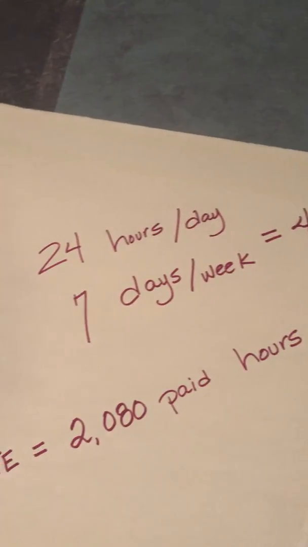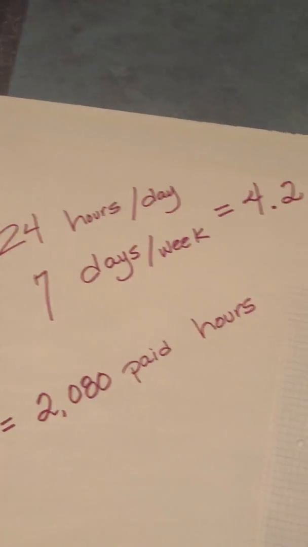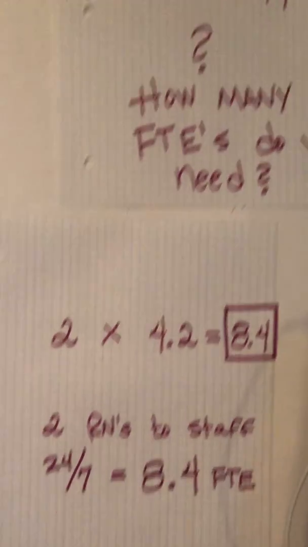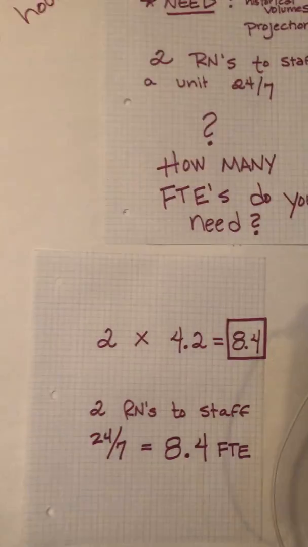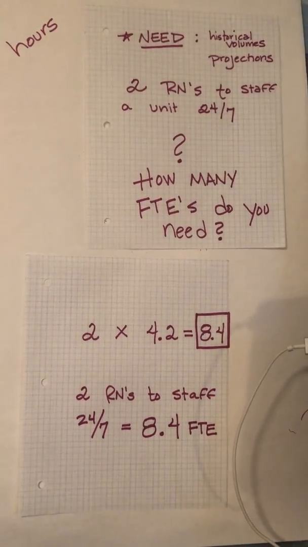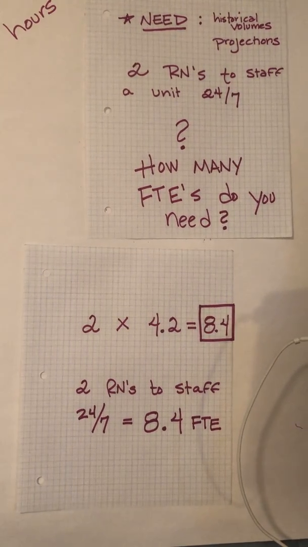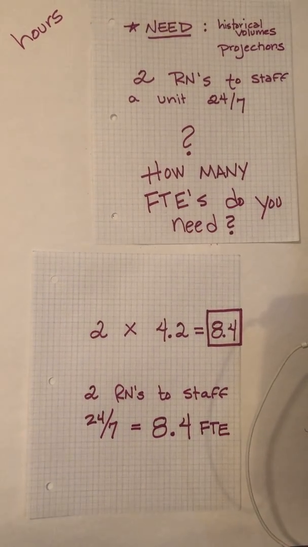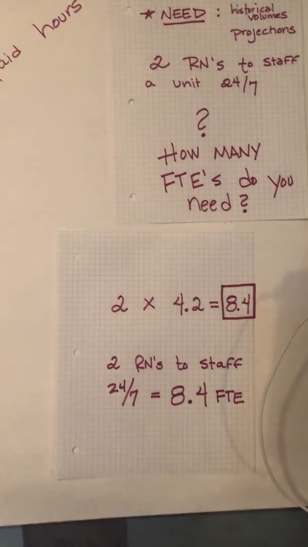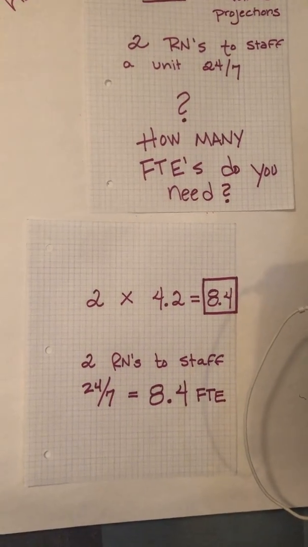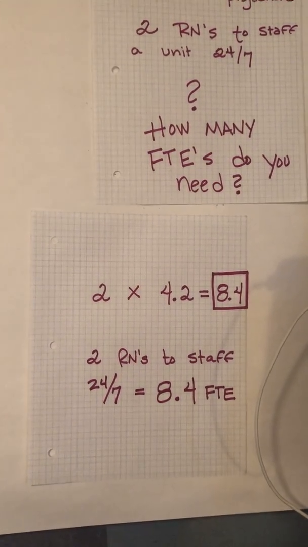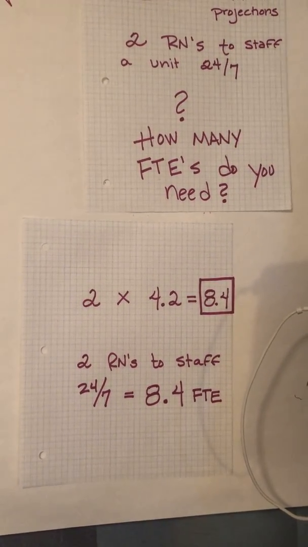Remember, 24 hours a day, 7 days a week equals 4.2 FTEs. So what you would just need to do, if you need 2 nurses or 2 people around the clock, you would take 2 times 4.2 FTEs, which would make 8.4 FTEs. So for 2 RNs to staff a 24/7 unit, that requires 8.4 FTEs. I hope that is going to make sense, especially as we're going through this a little bit more.